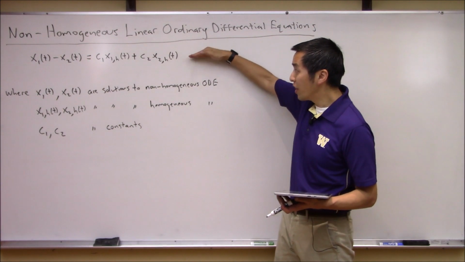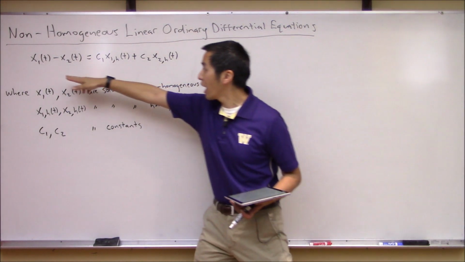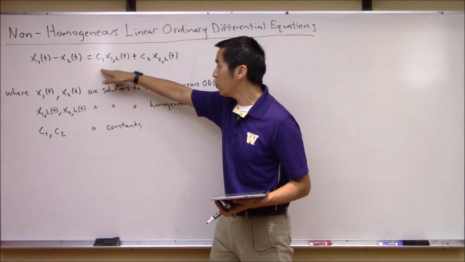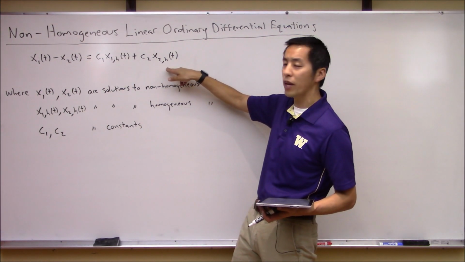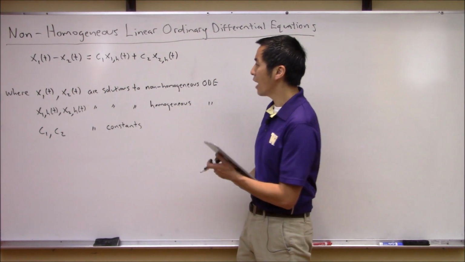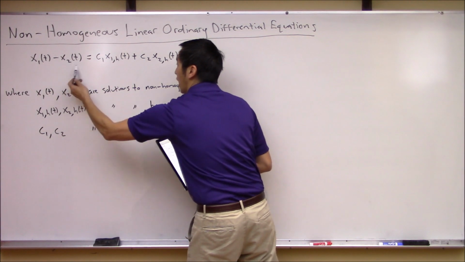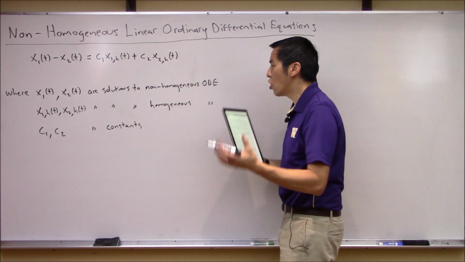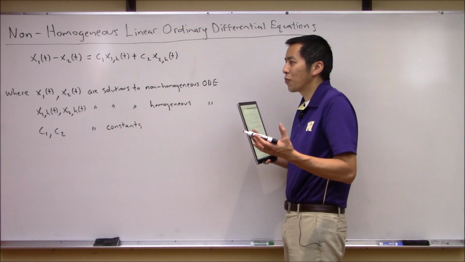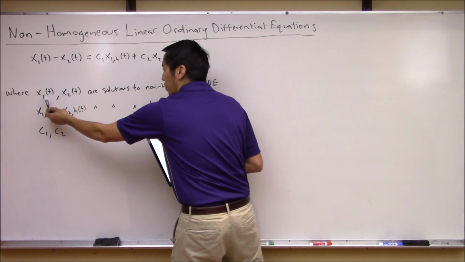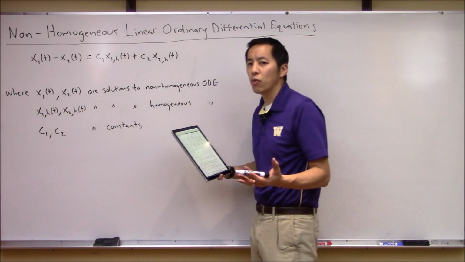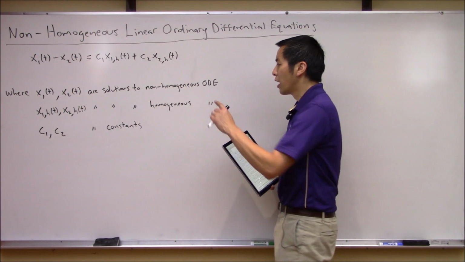All right, so this is what we just showed, right? That x1 minus x2 is equal to c1 x1h plus c2 x2h here. And again, remember, x1 and x2 here are solutions to the non-homogeneous ODE. So really, this is what we're looking for. We're looking for either x1 or x2. That's what we're trying to solve for, right?